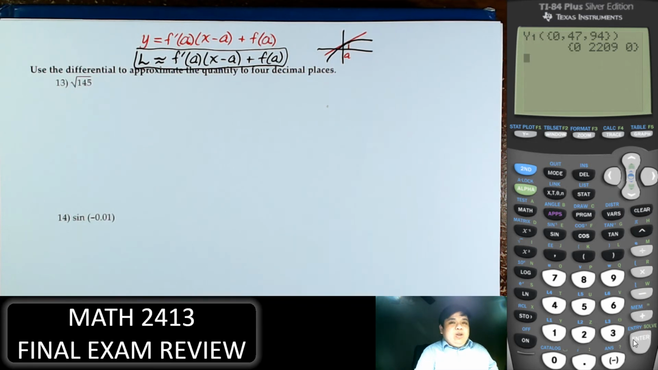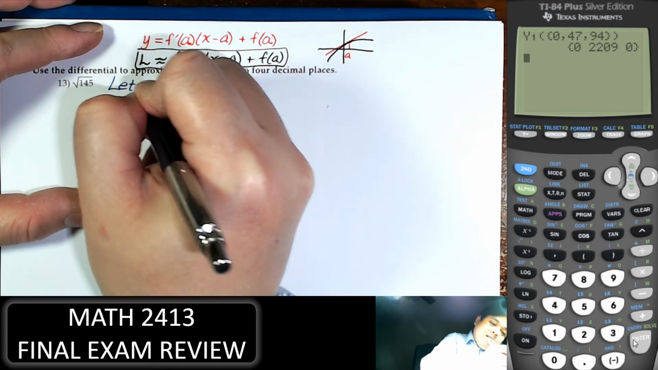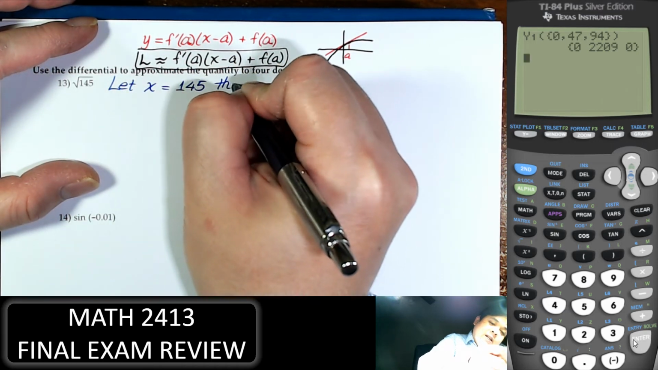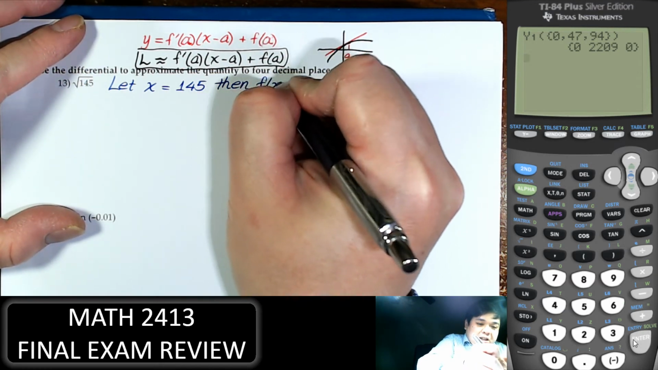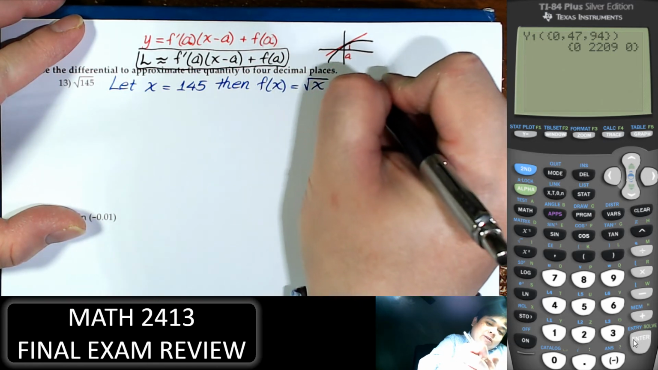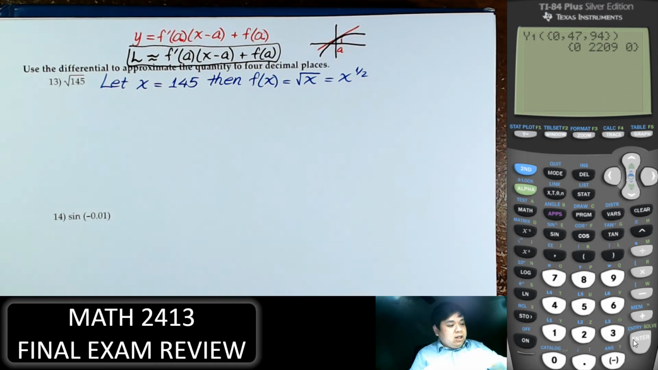Right, so pretty much we have that. So in this case, we need to identify what is x, what is a, and what is the function. Well, the easiest one to determine is whatever number we see in the problem, that's going to be x. So we let x equal 145, then f of x is the square root of x, or x to the 1/2.